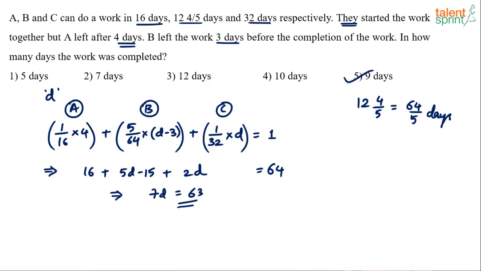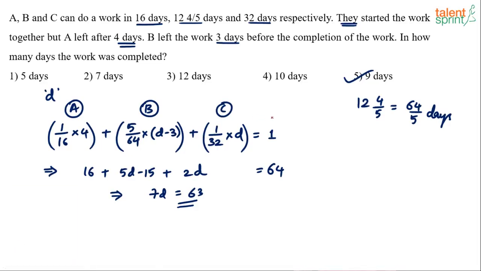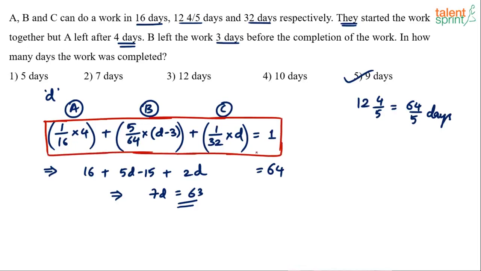One equation, just this one equation has to be framed properly. Which equation? This one. The work equation. So capacity of A multiplied by the number of days for which A works, capacity of B multiplied by the number of days for which B works, capacity of C multiplied by the number of days for which C works.